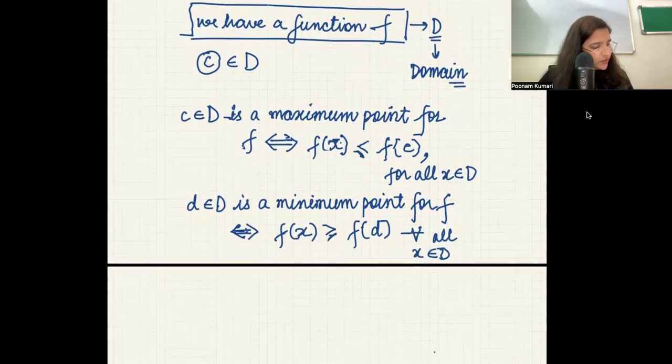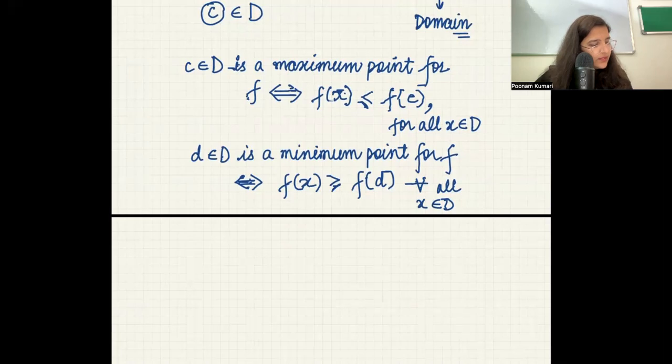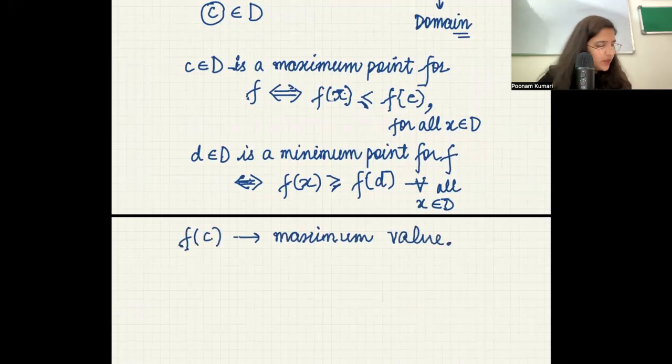Okay, so since we know that C, suppose, is the maximum point, whatever this value f(C) is, this is basically your maximum value. Since we know, let's say, D point is the minimum point, whatever f(D) you are going to get, this is the minimum value of the function.